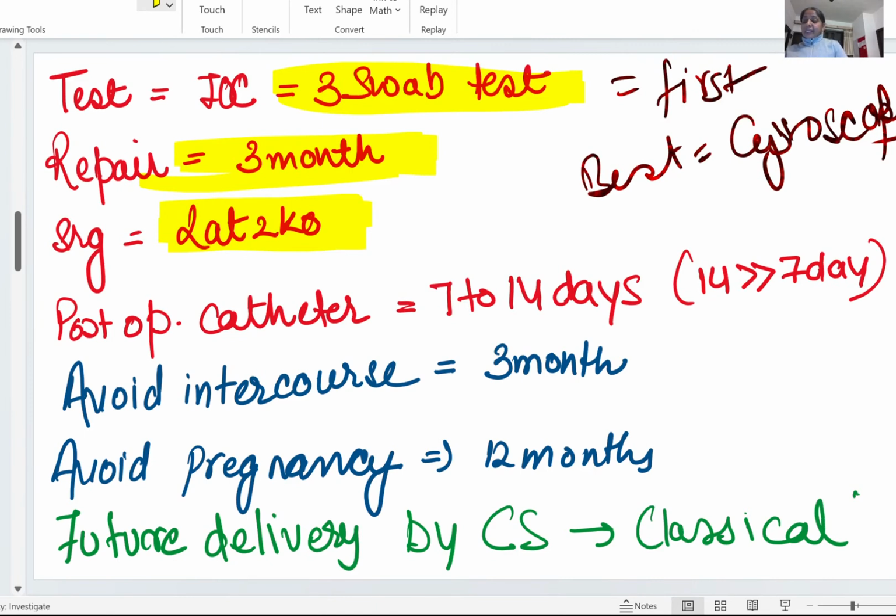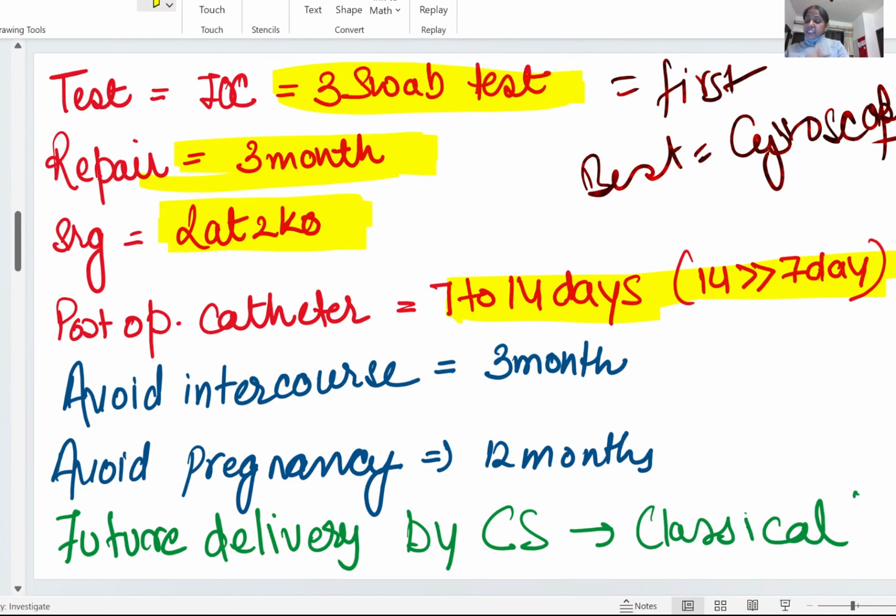The catheter is left there for how many days? It is left for 7 to 14 days. If they have asked you for one option, then you will answer 14 days.